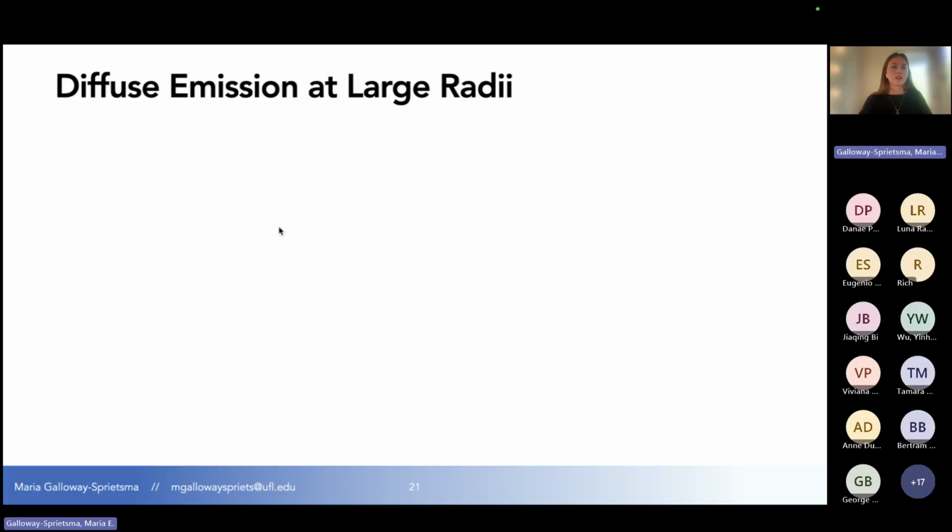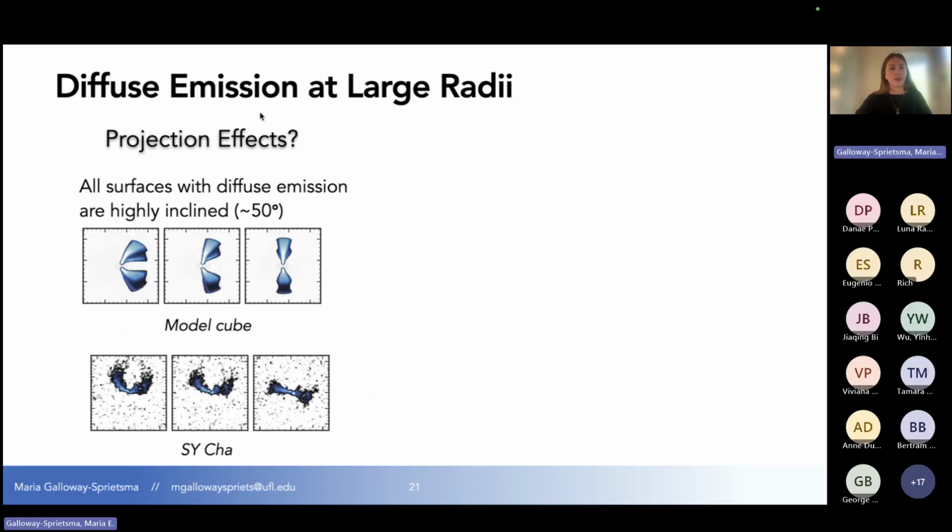So to explain this, we invoked two scenarios. The first is projection effects. So are we seeing this morphology just because of the inclination of the disk? All of these disks, the ones that we see this diffuse emission in, are highly inclined. And this is a model cube of a highly inclined disk where you can see the front surface here and then the back surface showing through, particularly in the systemic velocity channel. We can see this back surface here.